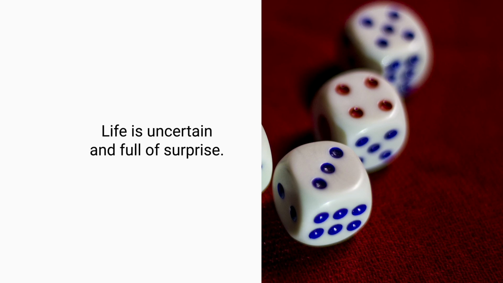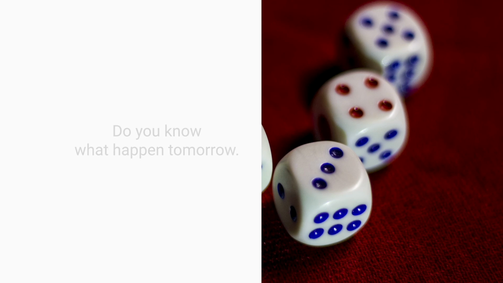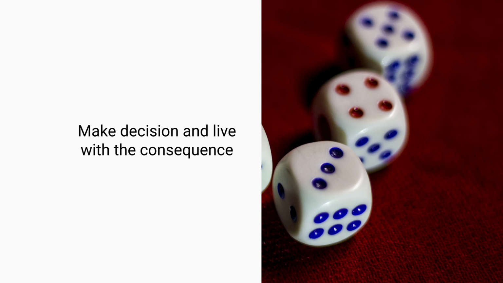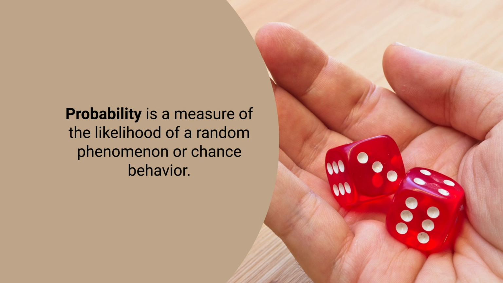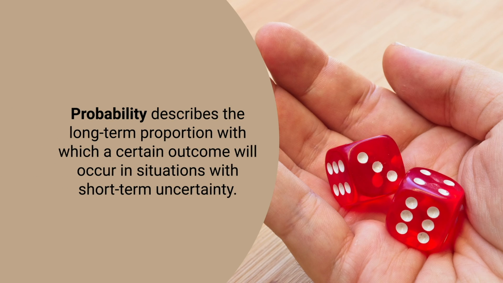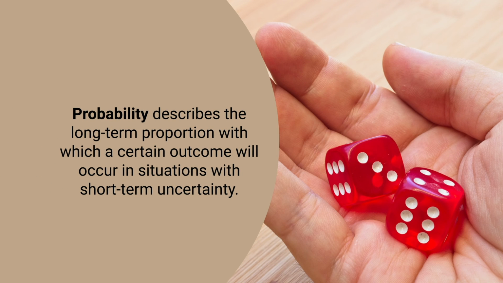If you talk more about probability, life is uncertain and full of surprise. Do you know what will happen tomorrow? We make decisions and live with the consequences. The probability of an event is a numerical value that measures the likelihood that the event will occur. So probability is the measure of the likelihood of a random phenomenon or chance behavior. Probability describes the long-term proportion with which a certain outcome will occur in situations with short-term uncertainty.